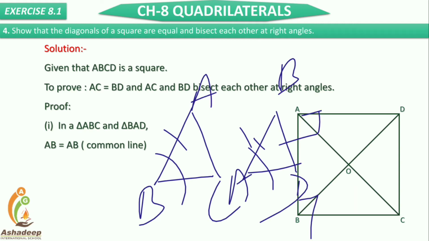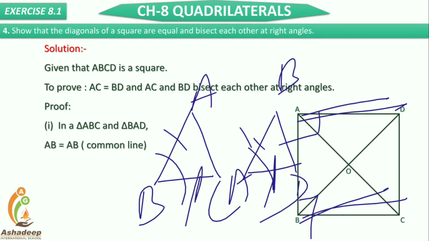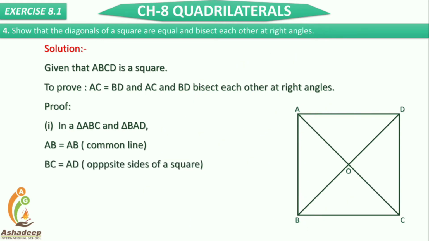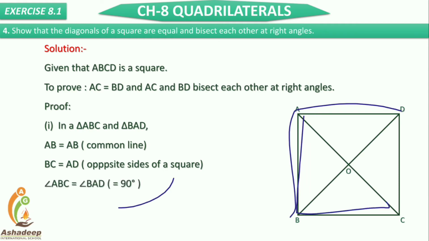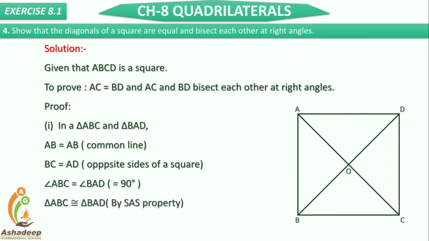अब क्या, स्क्वायर है तो सारी की सारी साइड्स क्या होगी, इक्वल होगी. So AD is equal to BC. So we can say that side angles से दोनों triangle क्या हो गए, congruent. So AB is a common side, BC is equal to CD because they are sides of the square, and angle ABC and angle DAB are 90 degrees. Therefore we can say that ABC is congruent to BAD by SAS property, right? So AC is equal to BD by the rule of CPCT.